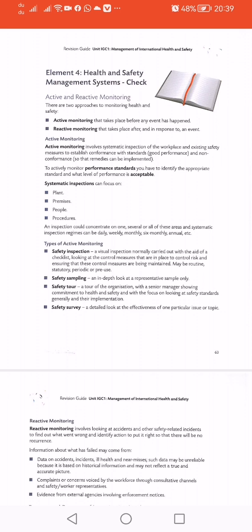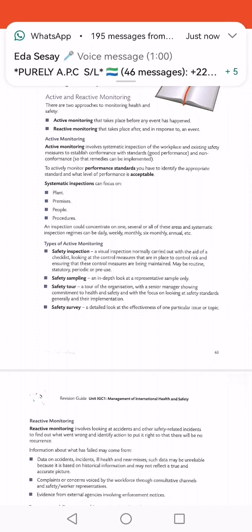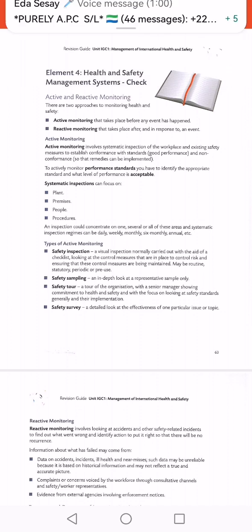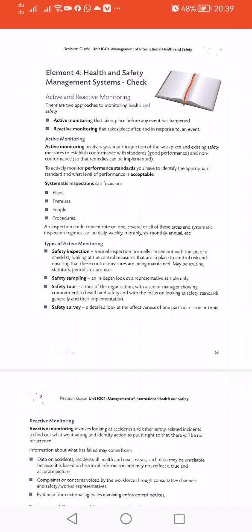Then we're talking about safety survey. What is safety survey? It is a detailed look at the effectiveness of one particular issue or topic. So if you know that now this place there are so many hazards, like there is overheating, right? So you will pay attention to one area, that this area, because of the overheating, it needs certain safety measures, right? So that is what is called safety survey, right? You do a survey on one particular area, right?